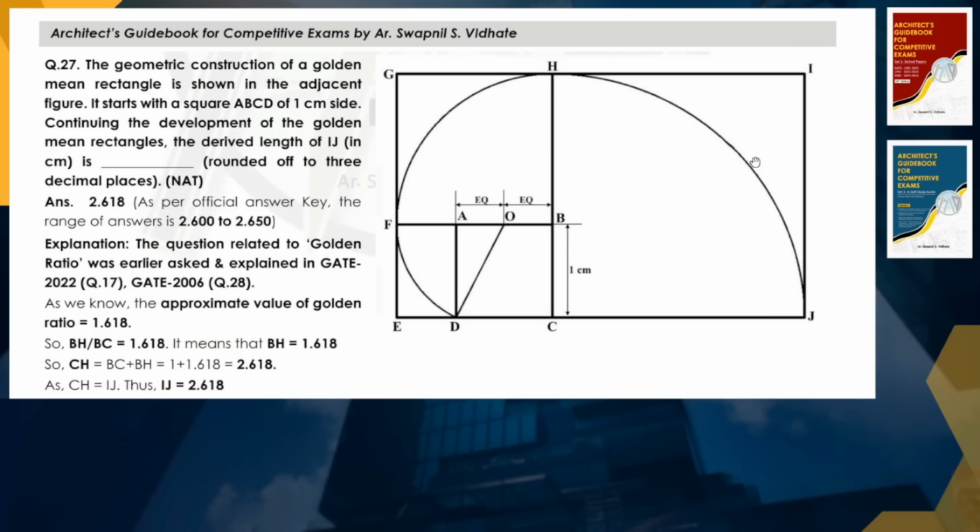So a very easy question. As per official answer key, answers between the range of 2.600 to 2.650 were considered correct. The question has particularly asked rounded off to 3 decimal places. So if you have put 2.600 or 2.618, then it is the correct answer. You will get full marks for this numerical answer type question 27.